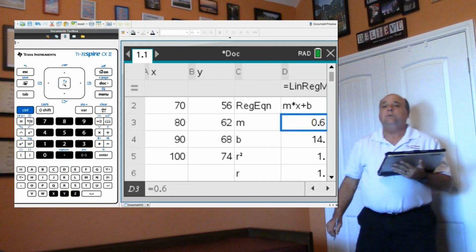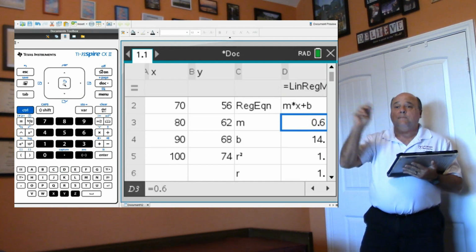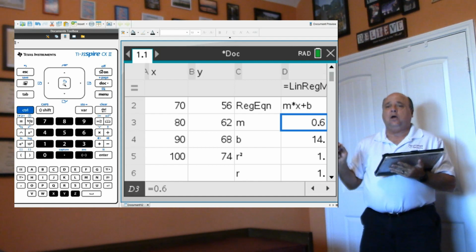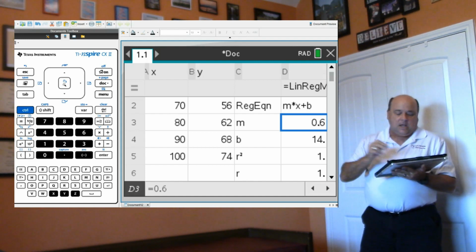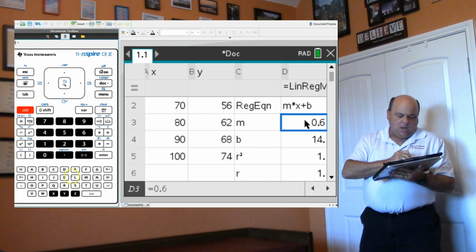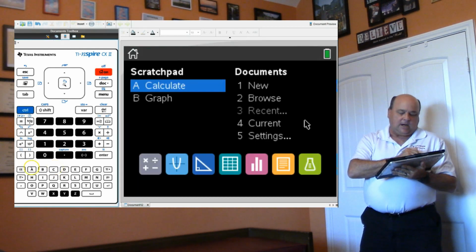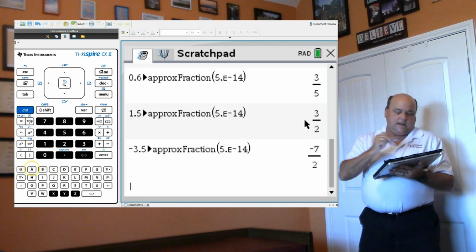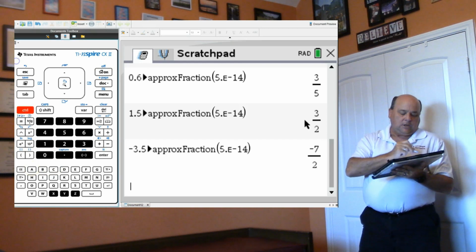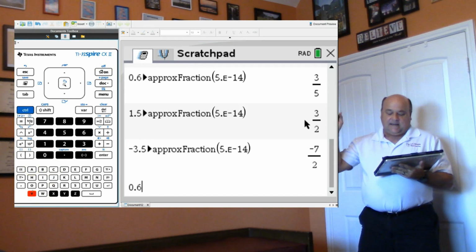My slope is right here. The number to the right of M is 0.6. We must make that a fraction. So we have to copy and paste that onto the calculator pad. So I'm going to put my blue thing over the 0.6, Control C, and then hit Home and A to calculate, and then I'm going to hit Control V to paste. And then I get 0.6.